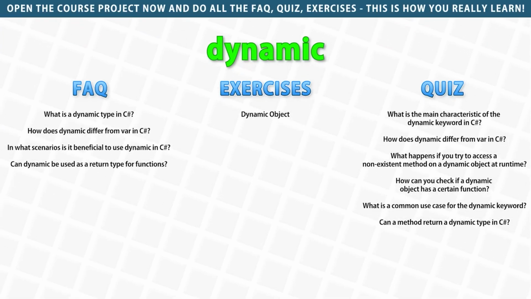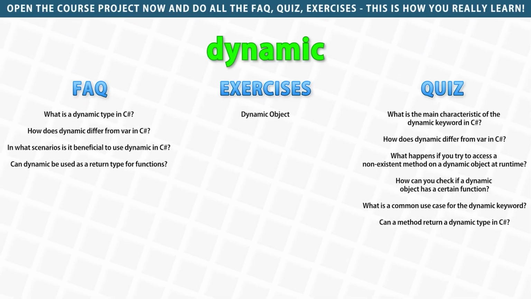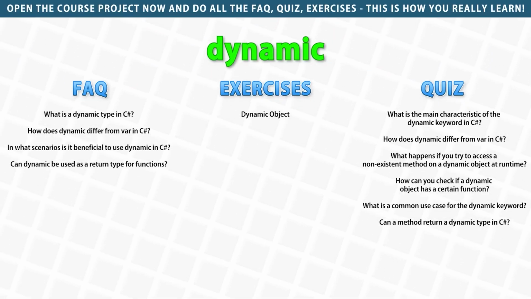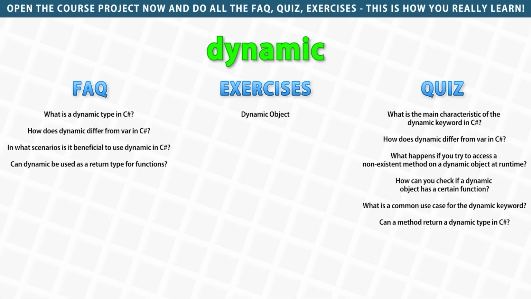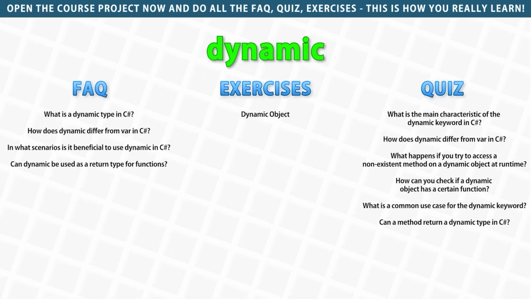All right, so that's dynamic. It's a really interesting feature of C# for working with types where you don't really know what the type is until runtime. This is super useful when contacting something like a web server and getting data without knowing the schema beforehand.